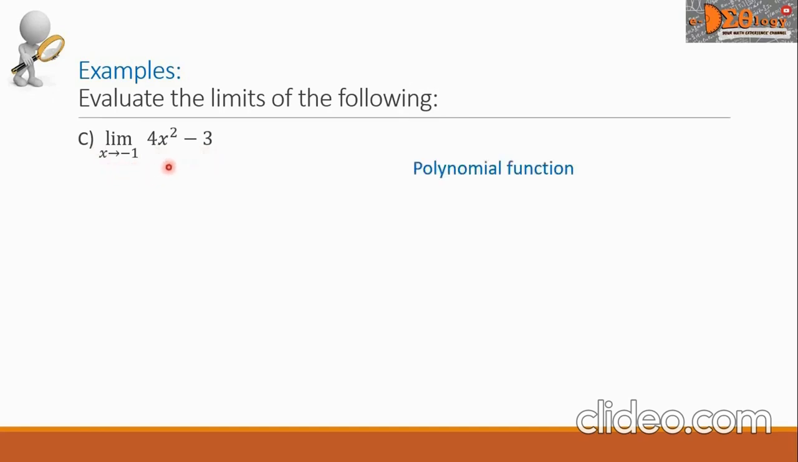This is an example of a polynomial function. Let us now evaluate by substituting negative 1 to the variable x. So we have 4 times negative 1 squared minus 3. The square of negative 1 is simply positive 1. So 1 times 4 minus 3. The product 4 times 1 is simply 4 minus 3, and we have 1 as the final answer.